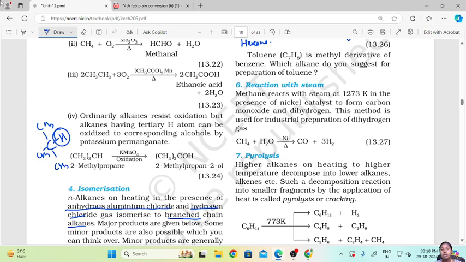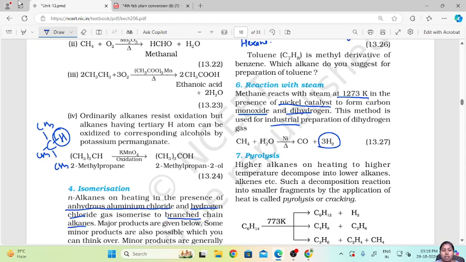So when you react methane or alkane with steam, the temperature will be 1273 Kelvin. Now at this temperature, in the presence of nickel catalyst, you can form carbon monoxide and dihydrogen. Okay, you will get carbon monoxide and dihydrogen. Now, this method is usually used in industries where dihydrogen gas is prepared.